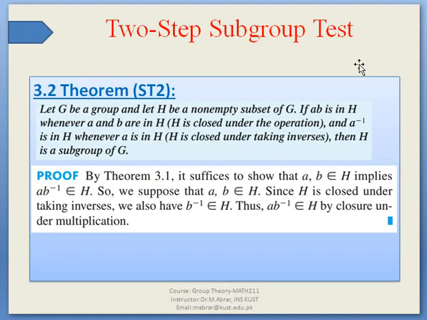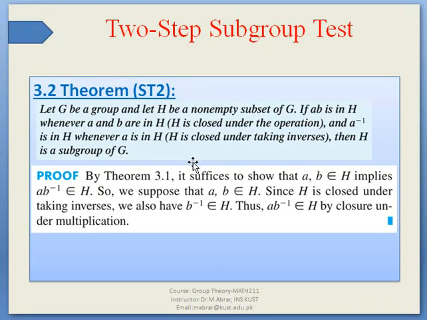Now the two-step subgroup test. Here are two things: one is about closure, the other is about inverses. If ab belongs to H whenever a and b are in H, and a⁻¹ belongs to H whenever a belongs to H, that is, H is closed under the operation and H is closed under taking inverses, then H is a subgroup. The proof is quite simple.